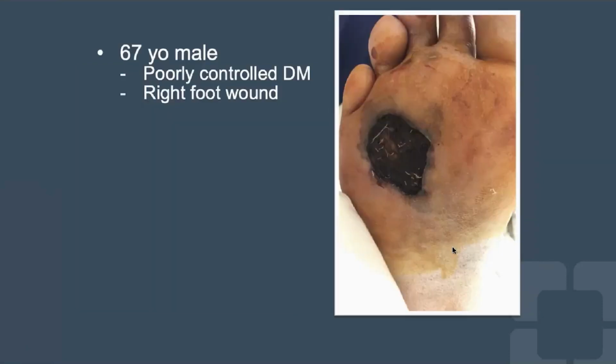And then that's just one more example of that. And I'm going to show a couple of examples of peripheral arterial disease. And then we should be able to conclude this presentation.